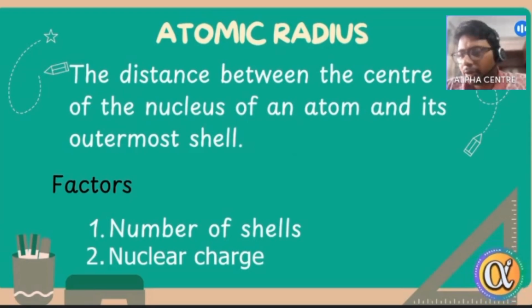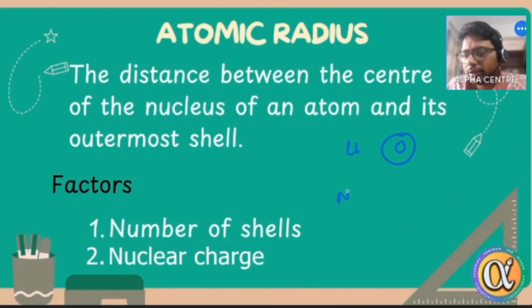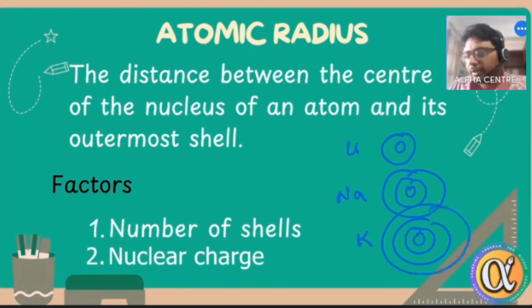The first factor responsible for deciding the atomic radius or atomic size is the number of shells. Logically, if you have more shells, the size would be greater, right? For example, lithium has 2 shells, so it's smaller. Sodium has 3 shells, so it's bigger. Potassium has 4 shells, so it's bigger still. So the more the number of shells, the more the atomic radius. Atomic radius is directly proportional to the number of shells.